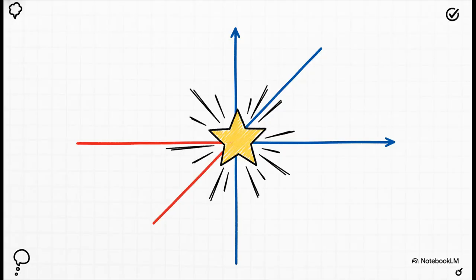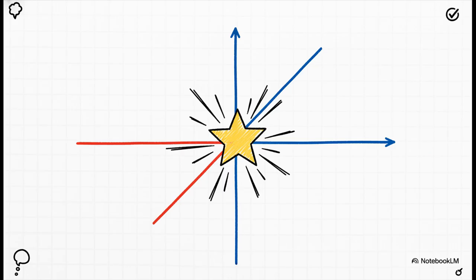Let's look at some real examples to really lock this in. Example 1. We have our first equation, y equals 2x plus 1, and our second equation, y equals negative x plus 7. If you graph that first line using its y-intercept of 1 and a slope of 2, and then graph the second line, boom, they cross perfectly.